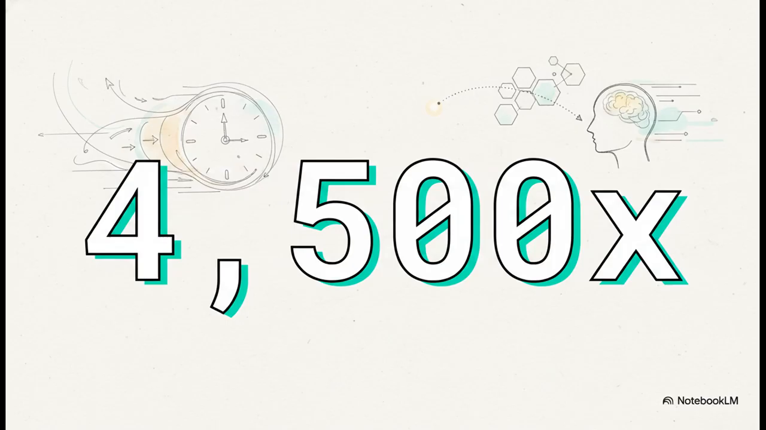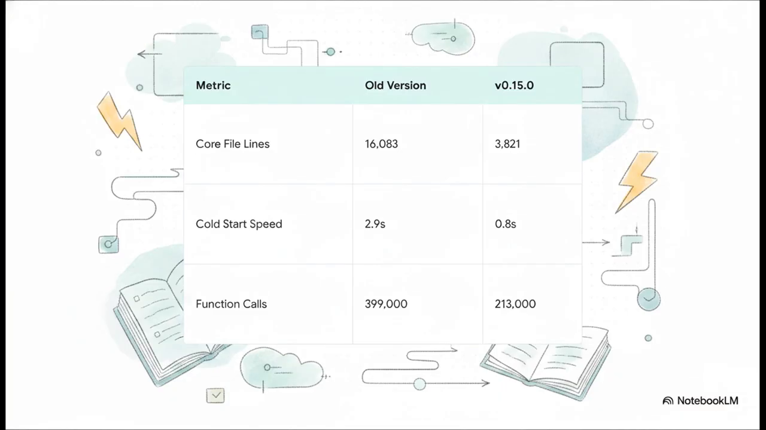And here's where the velocity part of the update comes in. The performance gains are just absolutely staggering. Think about this number for a second. 4,500 times faster. That is the jump in speed for session searches. A search that used to take a grueling 30 seconds per call in the older build now runs in an imperceptible 20 milliseconds. It totally changes the game for how the agent pulls up context during your heavy, complex workflows.